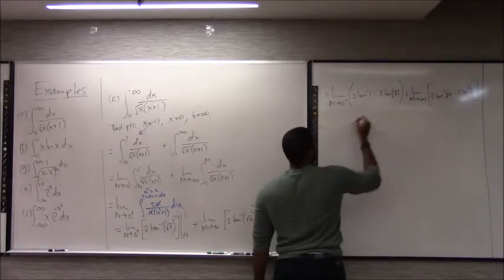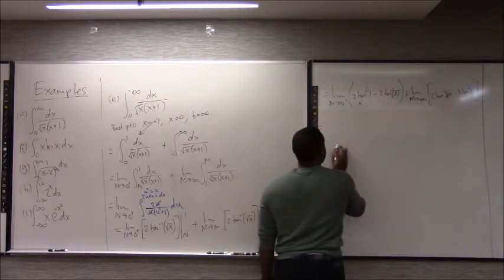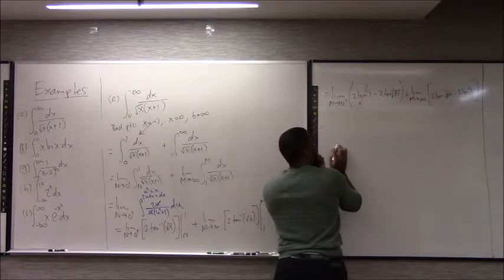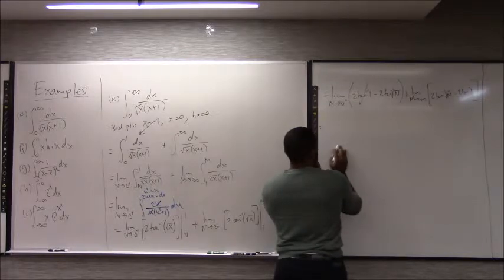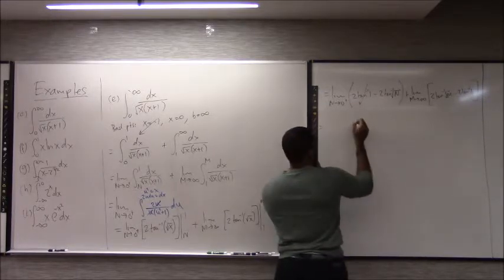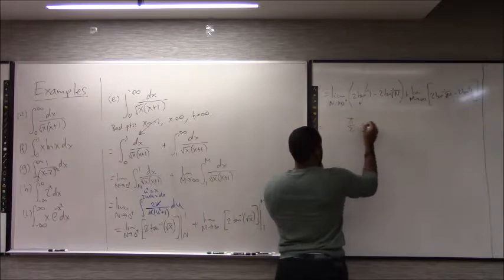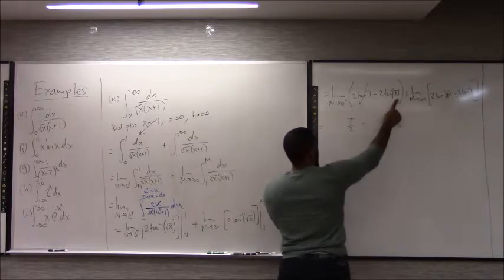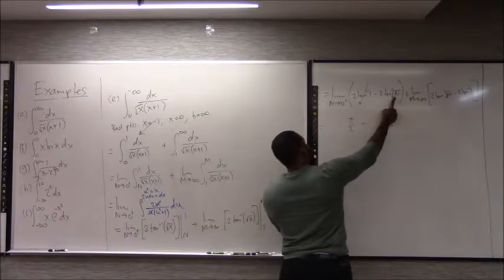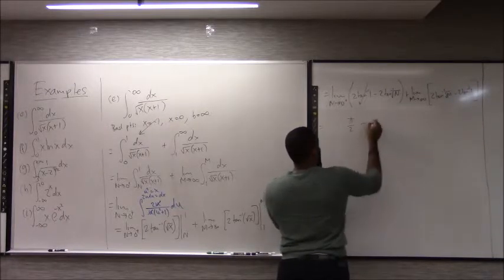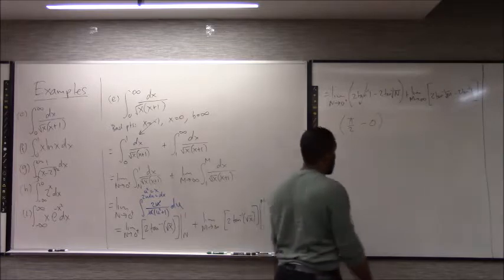Okay, so what's tan inverse of 1? Pi over 4. So that should be pi over 2. Now as n approaches 0 from the right, tan inverse of 0 is 0. So the first limit exists, it actually approaches pi over 2.